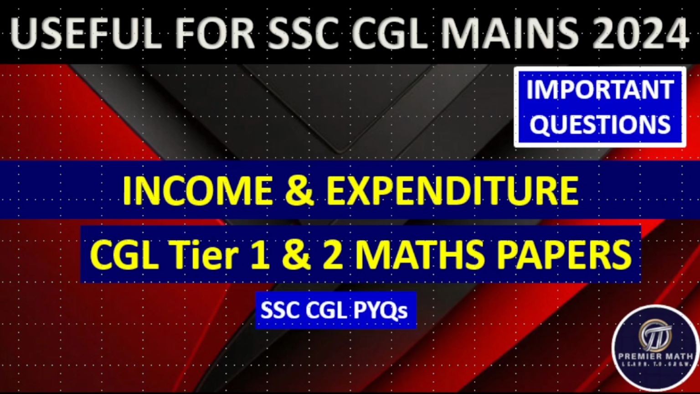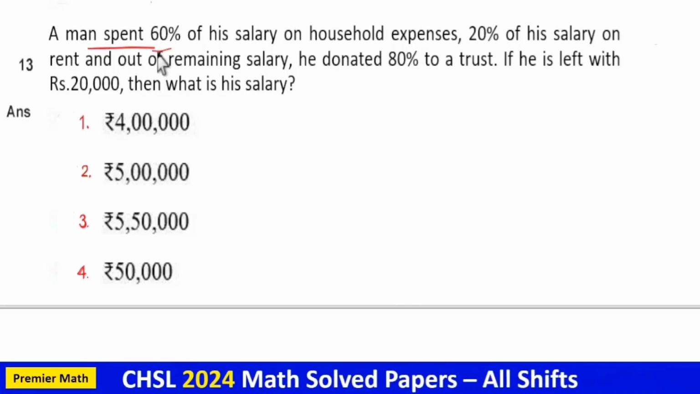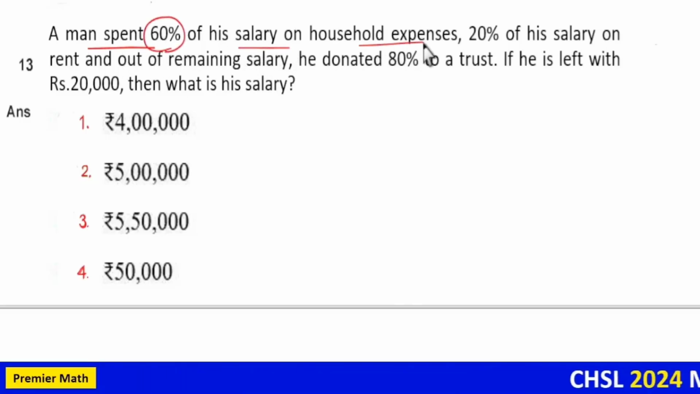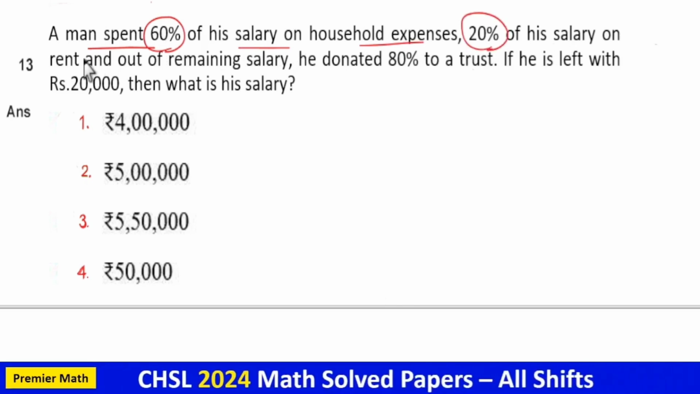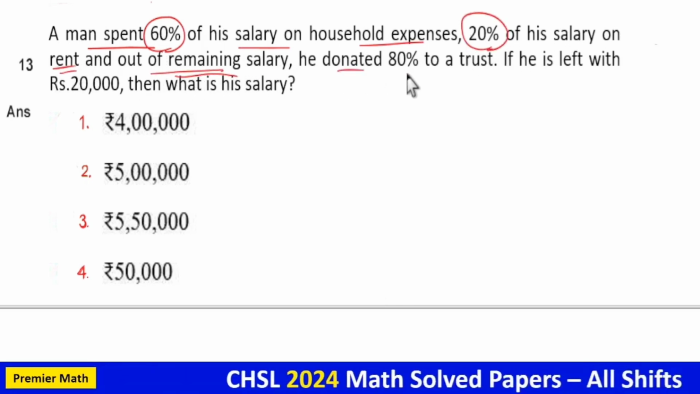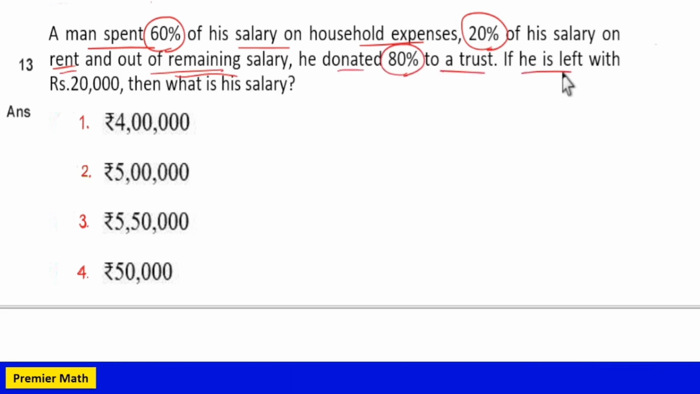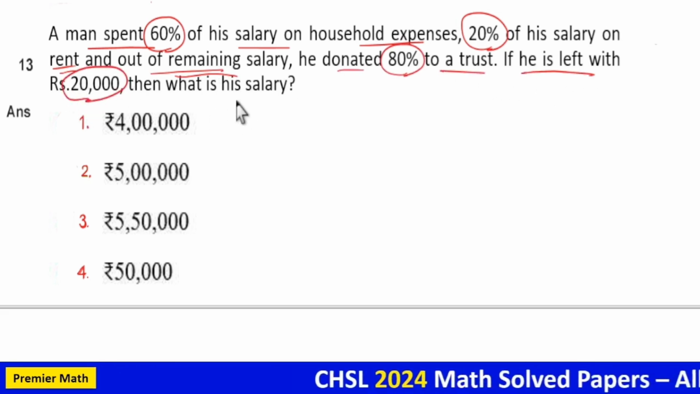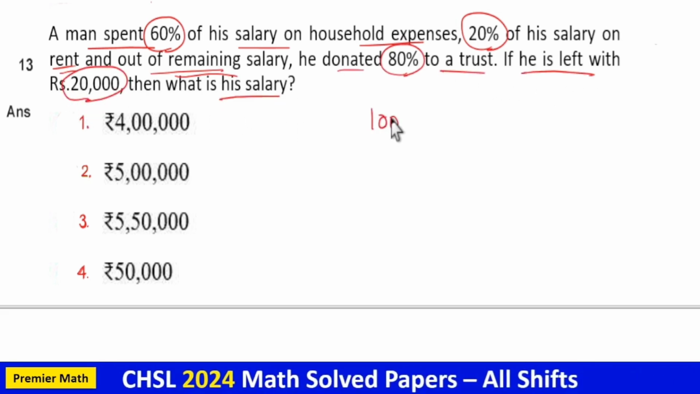Our first question is: a man spends 60% of his salary on household expenses, 20% of his salary on rent, and out of remaining salary he donated 80% to a trust. If he is left with rupees 20,000, then what is his salary? Consider 100 rupees as his salary.